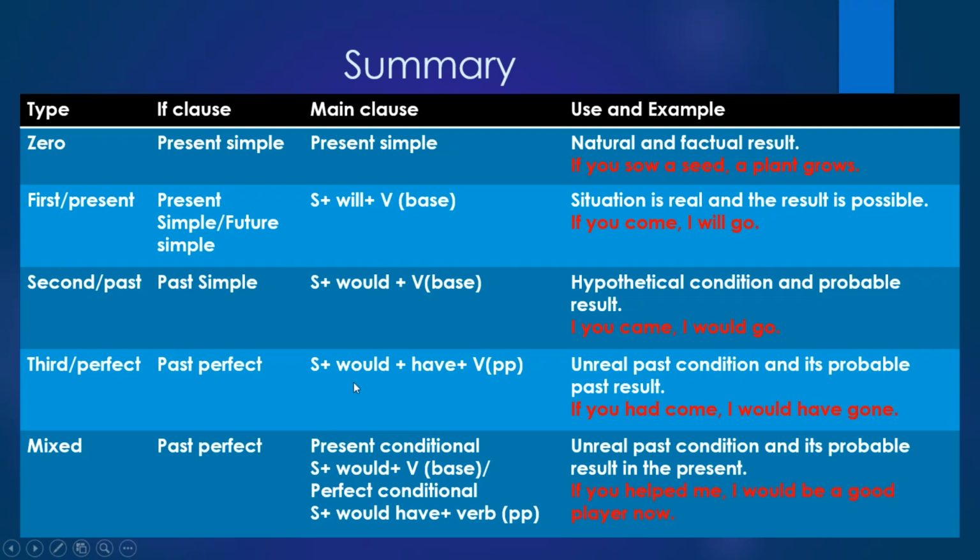থার্ড কন্ডিশনালে আমরা প্রথমটাতে পাই পাস্ট পারফেক্ট টেন্স এবং মেন ক্লজে পাই সাবজেক্ট প্লাস উড প্লাস হ্যাভ এবং তারপরে ভার্বের পাস্ট পার্টিসিপল। এবং এখানেও অতীতের কোনো একটা আনরিয়াল, অবাস্তব কন্ডিশন সম্পর্কে বলা হয় এবং এর যে সম্ভাব্য রেজাল্ট, সেই রেজাল্টটাও অতীতে হওয়ার কথা ছিল, বর্তমানে না। অর্থাৎ এখানে দুটোই অতীতে, এবং একটা হচ্ছে অতীতের কন্ডিশন এবং সেটা আনরিয়াল, এবং এখানে যে সম্ভাব্য রেজাল্ট ছিল সেটাও আসলে অতীতে ঘটে যেত যদি প্রথমটা ঘটতো। If you had come, I would have gone.